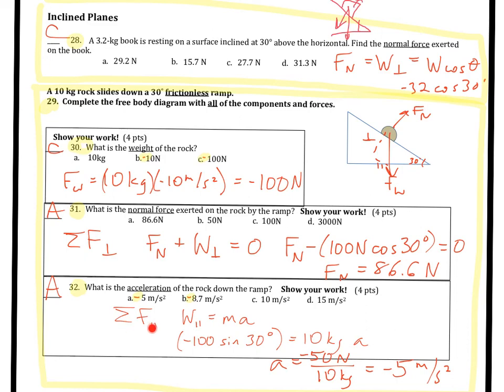For the parallel, everything parallel includes this parallel component of weight, and that's it. And then it's equal to ma. We put in weight times sine of theta for the parallel component of weight, and then solve for a.